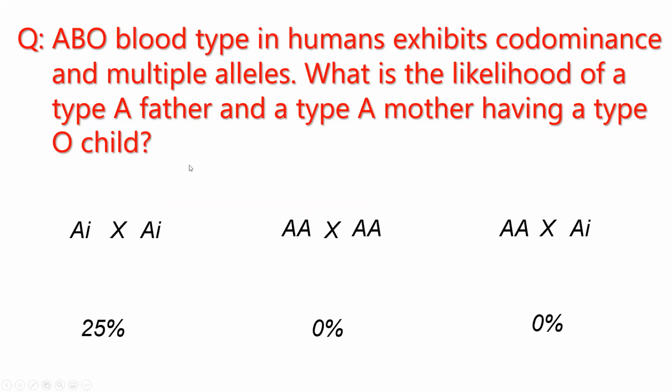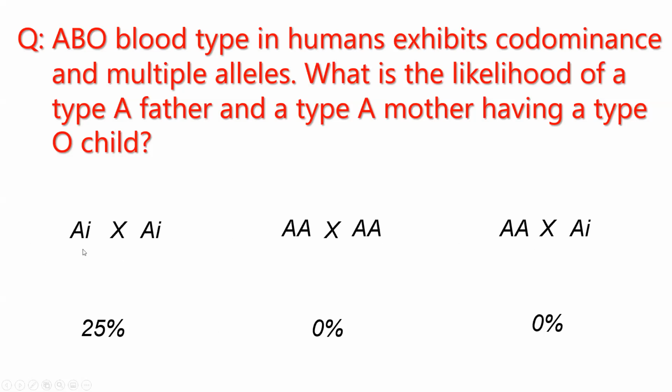When you ask what is the likelihood of a type A father and a type A mother having a type O child, first of all, you need to know this. When I say type A father and mother, there is a possibility that the father will be either homozygous, meaning pure, so the two alleles code for blood type A, or heterozygous, okay? So it has one allele for A and the other one is a recessive allele that can give an O. So now there are three possibilities here.